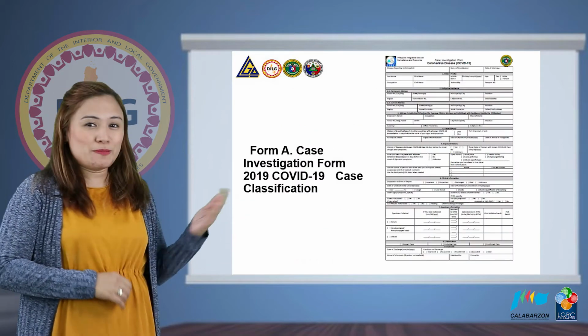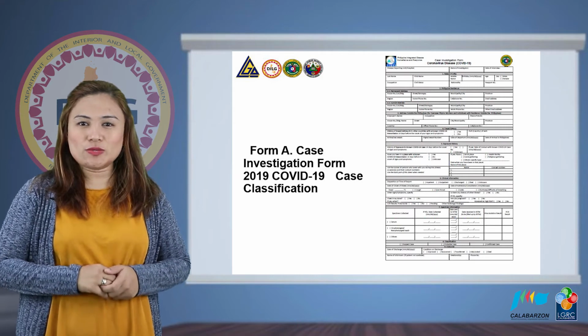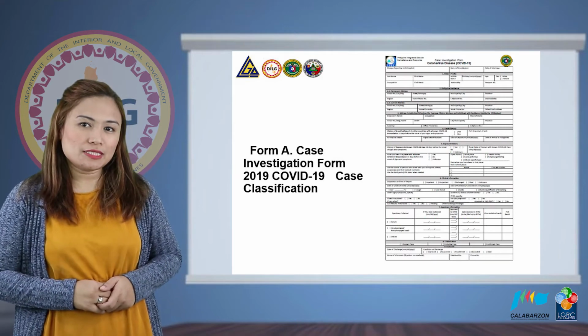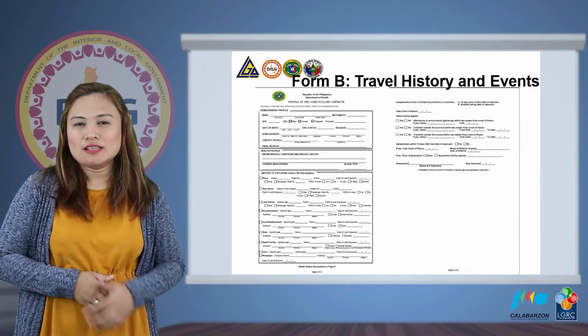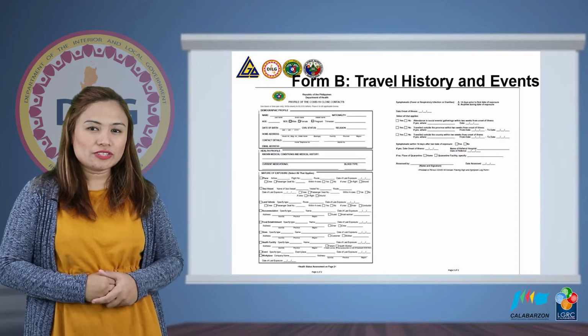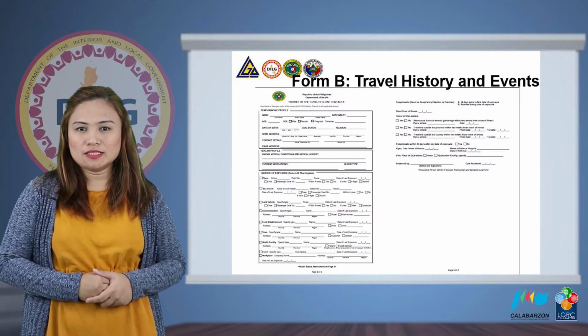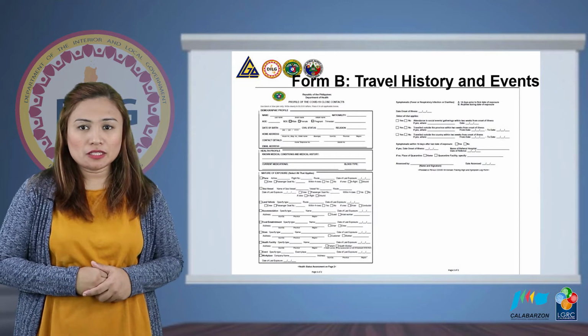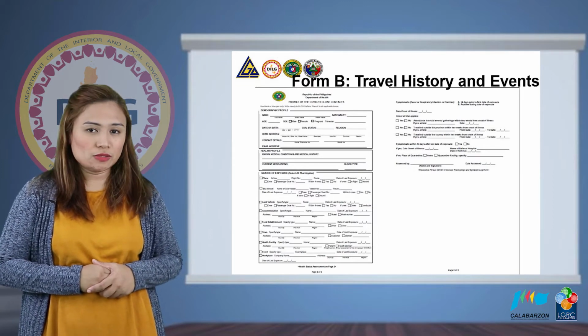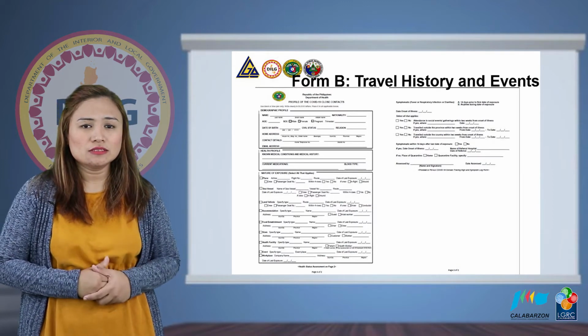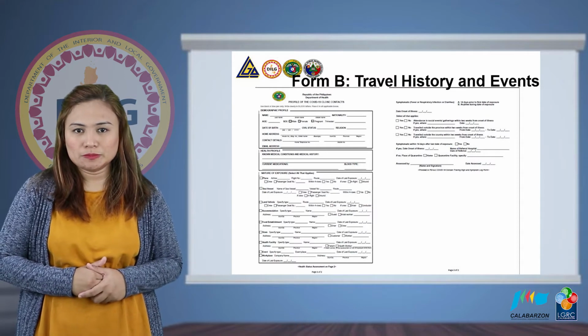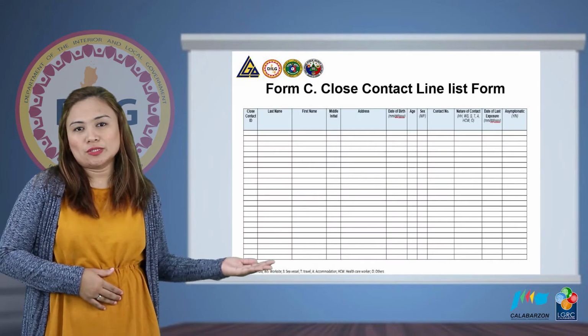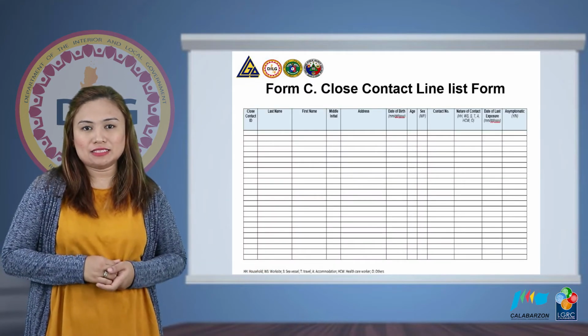So this is Form A, and it is used once we identify the suspect or probable case in COVID-19. Then this is Form B, or the Travel History and Events Form. This is the assessment made by our contact tracers. Once we have identified a close contact, we will use this form. This is Form C, or the Close Contact Line List form.